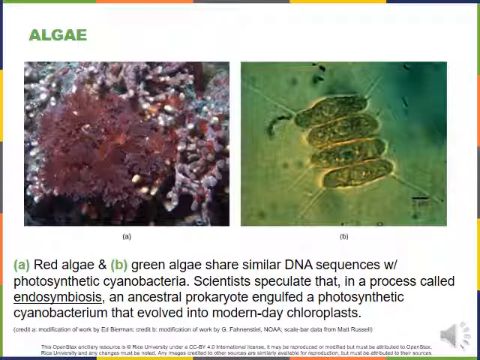Some other photos of typical algae. On the left there, you see red algae. On the right, you see green algae. They share many similar DNA sequences with photosynthetic cyanobacteria. And scientists have speculated that in a process called endosymbiosis, an ancestral prokaryote engulfed a photosynthetic cyanobacterium that helped evolve into modern-day chloroplasts. So we'll hint a little bit about one of the videos that we'll show in Canvas this week, this endosymbiosis theory. It's an interesting way to think about the evolution of different groups of algae and the evolution of chloroplasts within algae and hence plants.